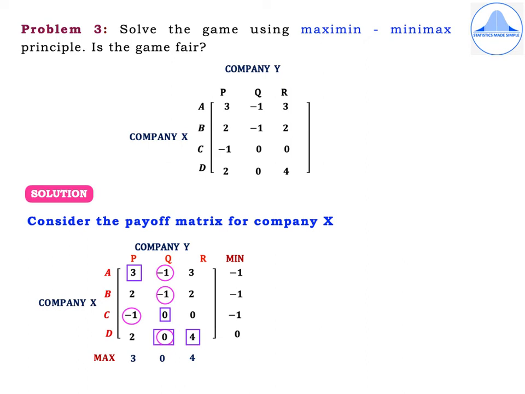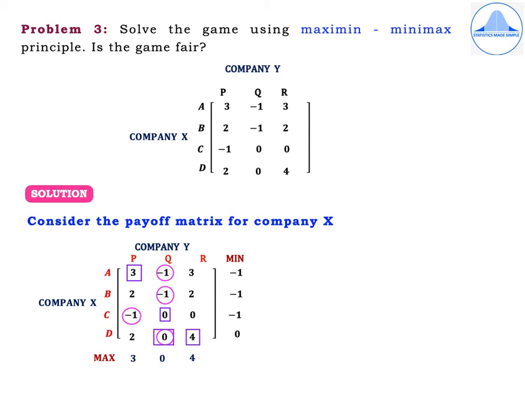In a third row, among -1, 0 and 0, the minimum value is -1, circle it and write it in the last column, that is -1. And for the last row, the payoffs are 2, 0 and 4 and the minimum value is 0, so circle it in pink color as I have done and write the value 0.